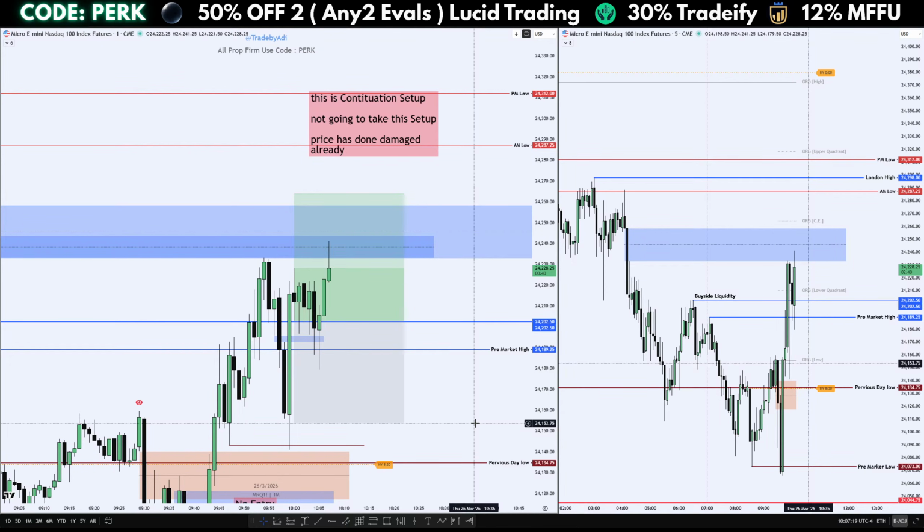Even if you know this is the continuation setup and you're not taking it, there is a serious rule where you don't take a trade. Yeah, it is low probability. For me, it is low probability.